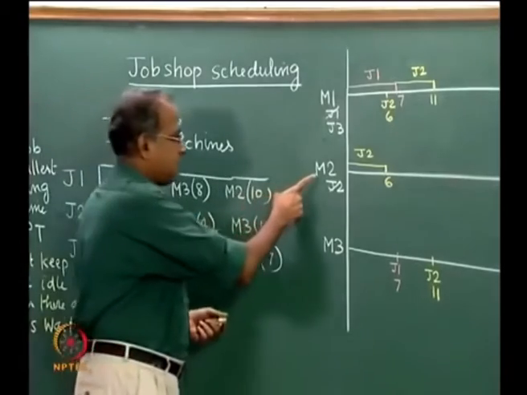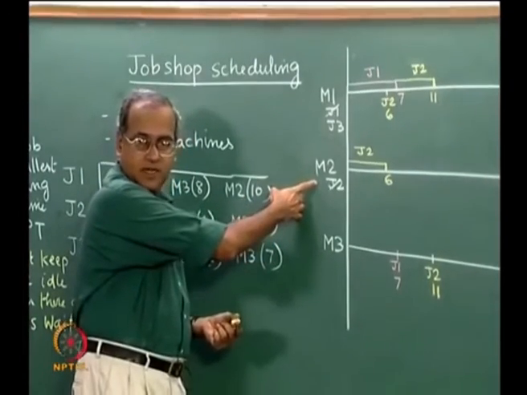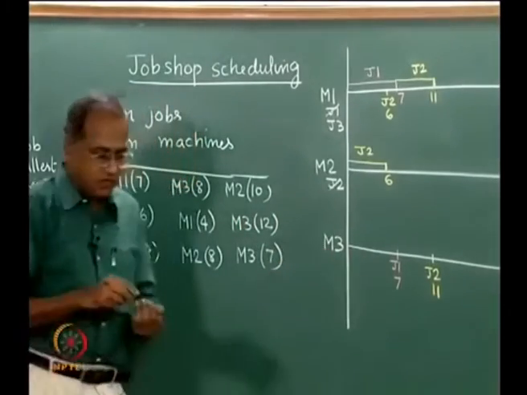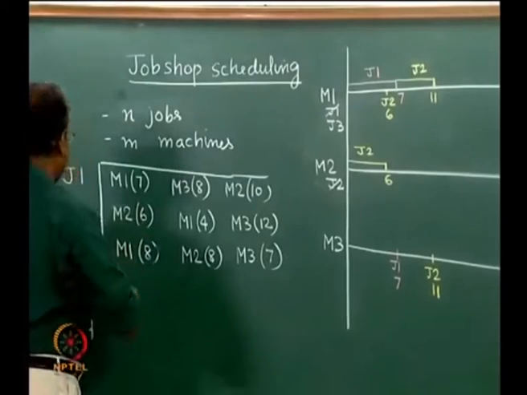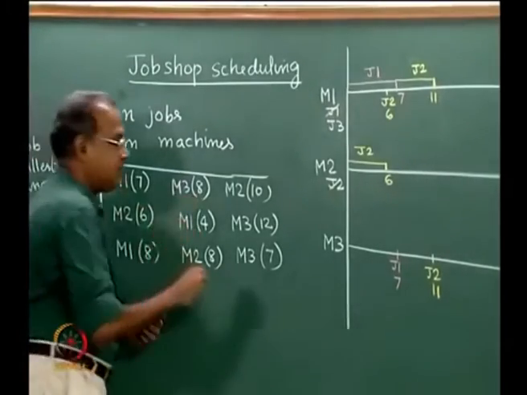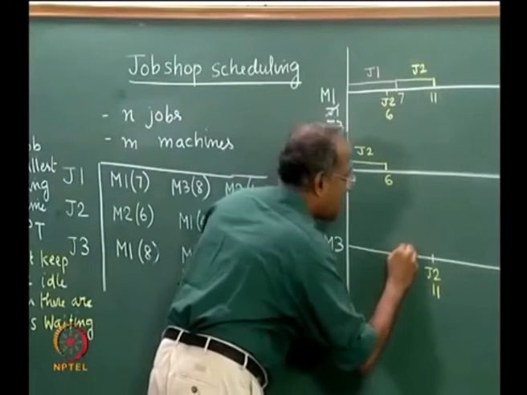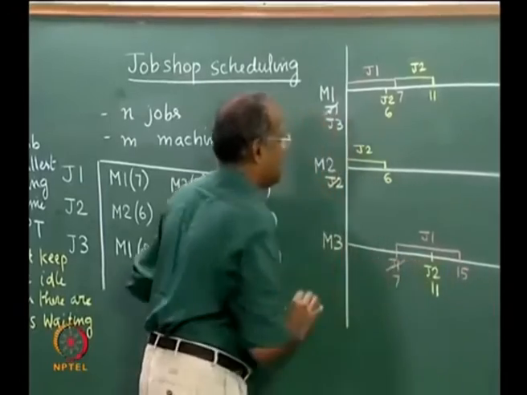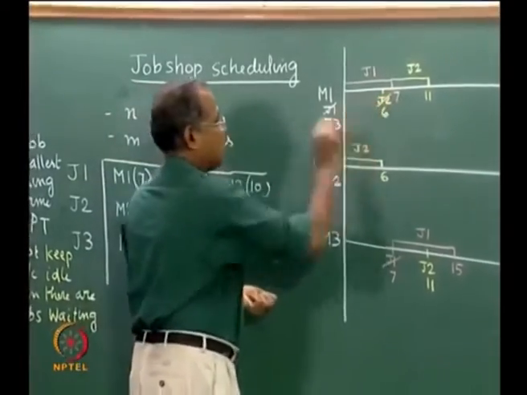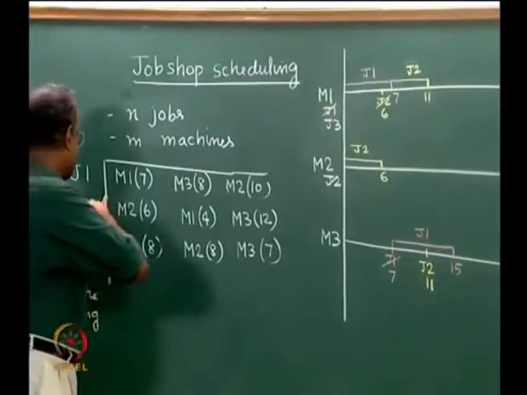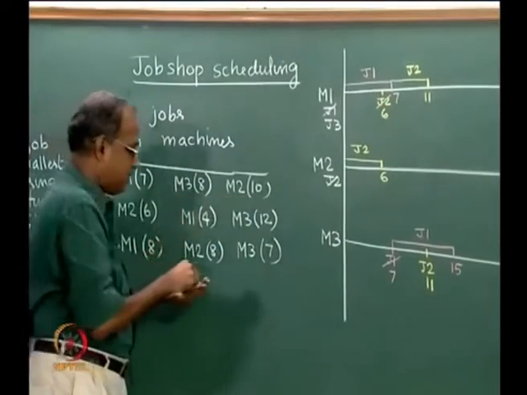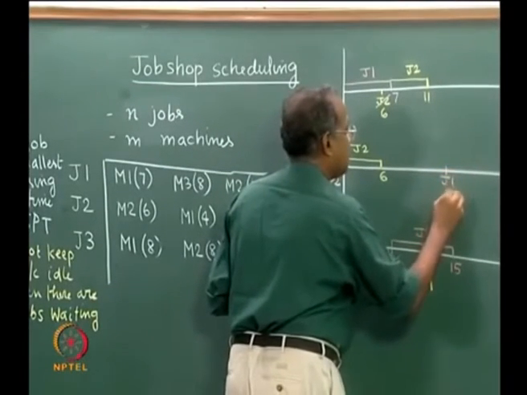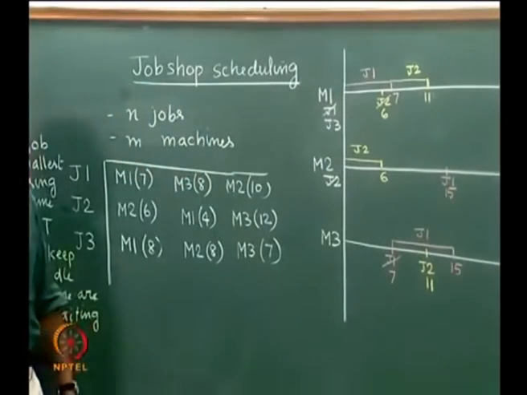Now, once again at time equal to 7, M2 does not have any job in front of it. Now, at time equal to 7, M3 has J1 in front of it. So, it starts J1. So, J1 on M3 is another 8. So, 7 plus 8, 15. So, J1 finishes on M3 at 15 and goes to M2 at 15.